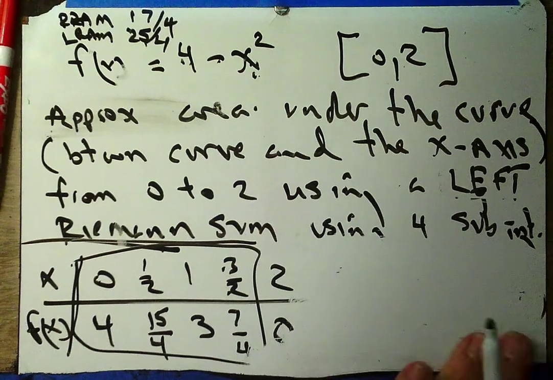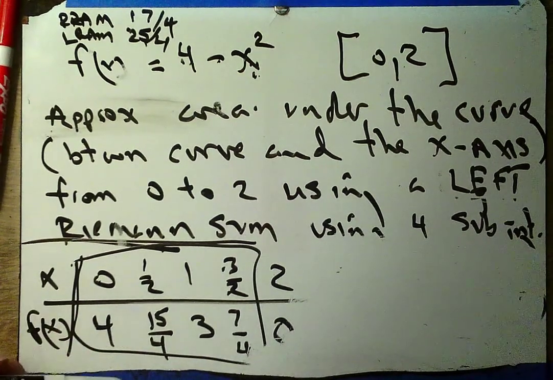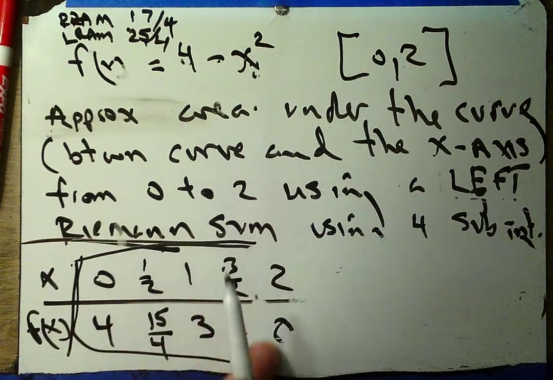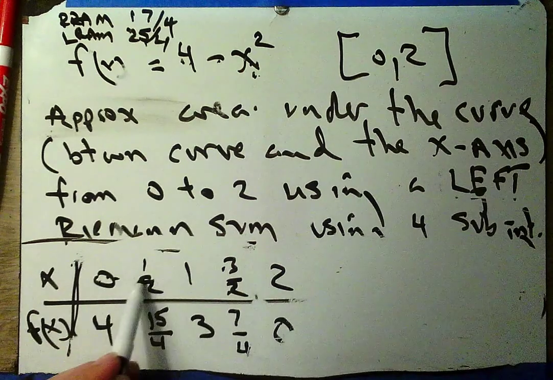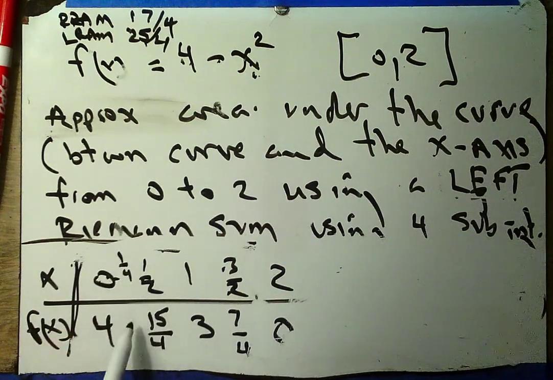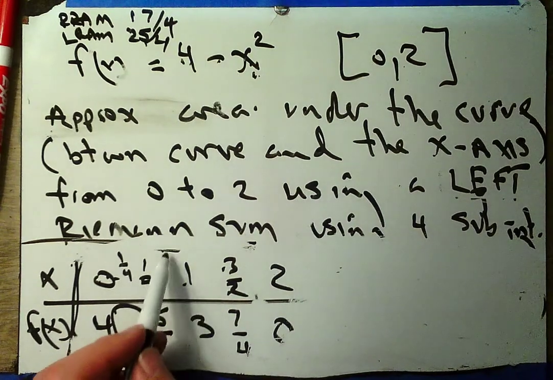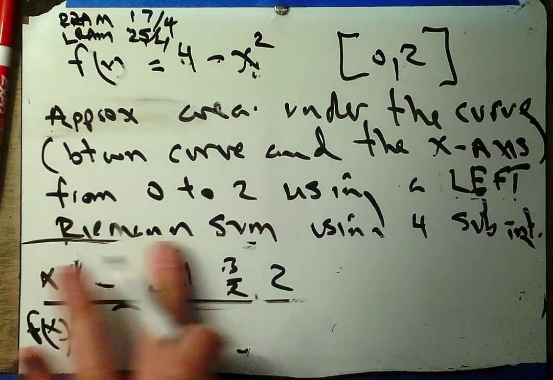Good. Now, is this table helpful for finding M4? Not if I'm doing 4 subintervals, because remember, with 4 subintervals, I need to go halfway across that interval to 1/4 and use that height. I need to go halfway across and use that height. So I think I need to just find those values.